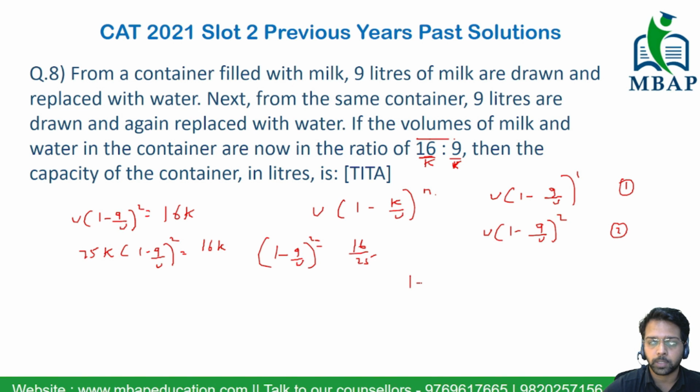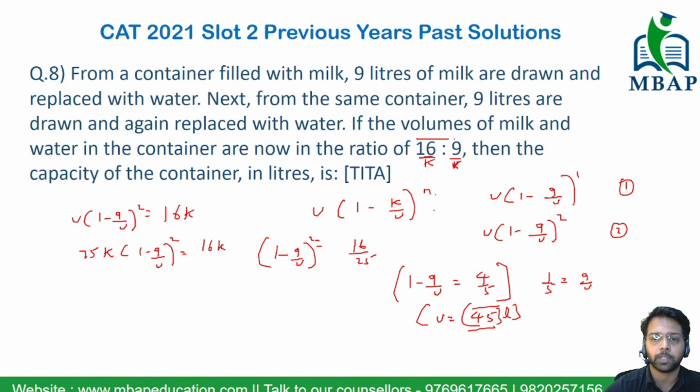Taking square root on both the sides, it's going to become 1 minus 9 upon V will be equal to 4 by 5. And what is the volume of V? What is left over? If you solve this expression well, you'll find the final answer to be what? It's going to become 1 minus 4 by 5, which is 1 by 5. 1 by 5 will be equivalent to 9 upon V, and the initial volume will be 9 into 5, which is equivalent to 45 liters.